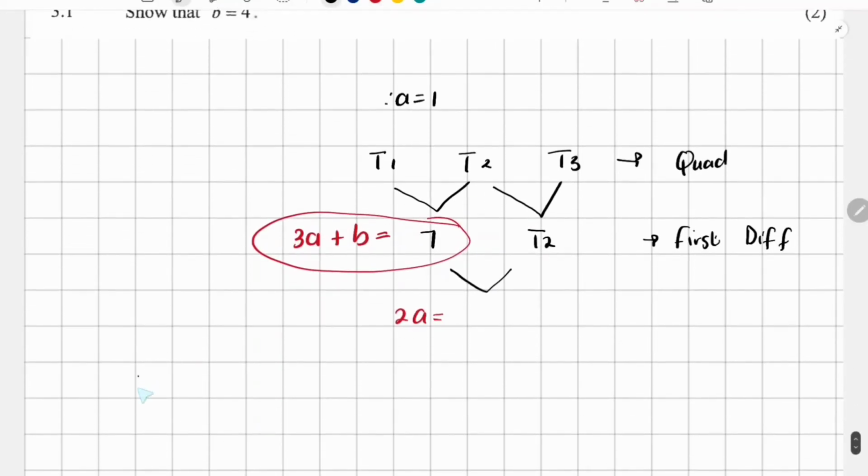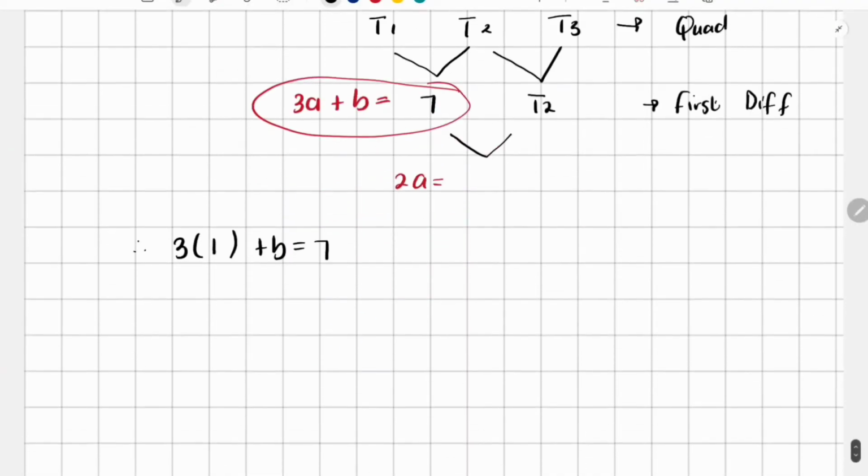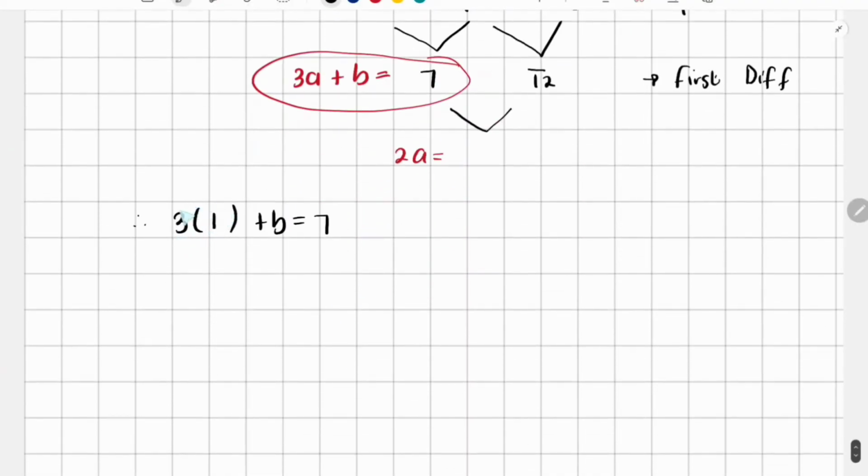So we're going to say, therefore, it means that 3A, when we know that A is 1, 3 times 1, plus B is equal to 7. And so that is just 3. 3 times 1 is 3. So we have 3 plus B is equal to 7. So B is equal to 7, and we're going to take that 3 over and it becomes minus 3. And so therefore B is equal to 4. Okay, so that's how we find B.